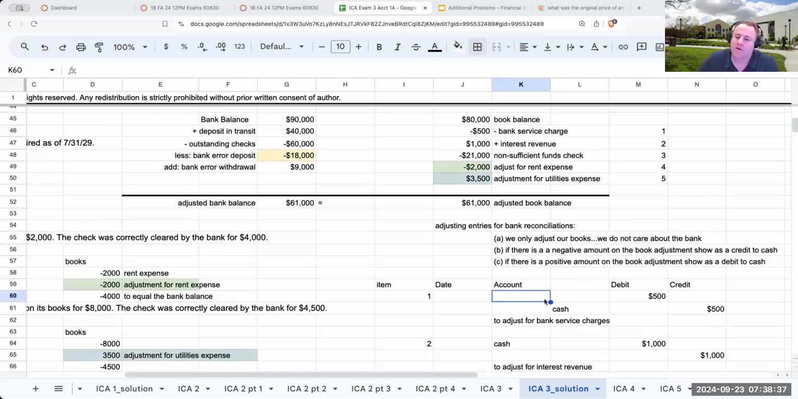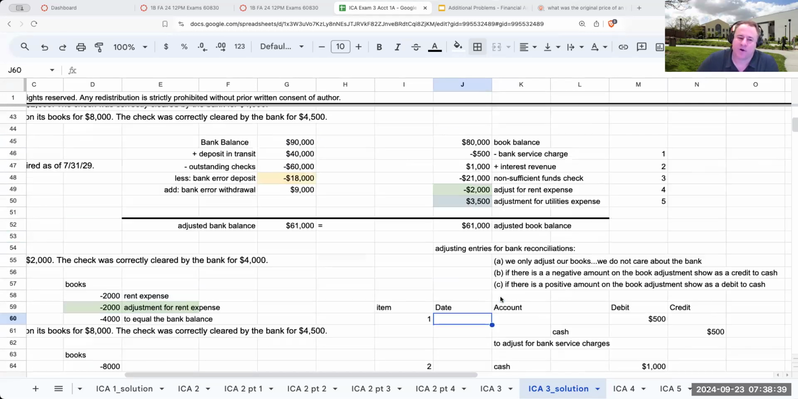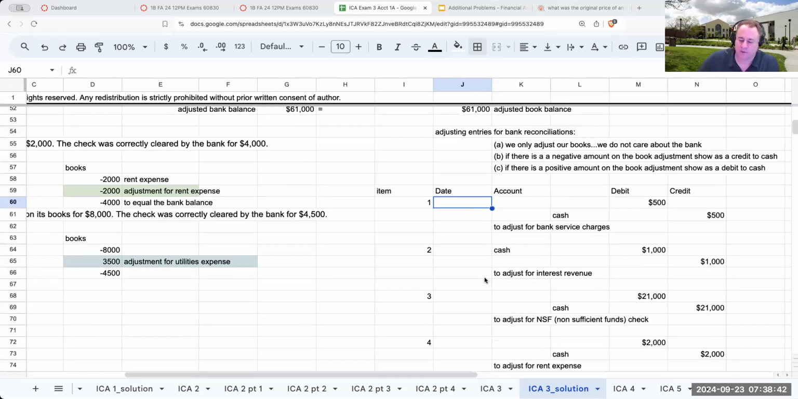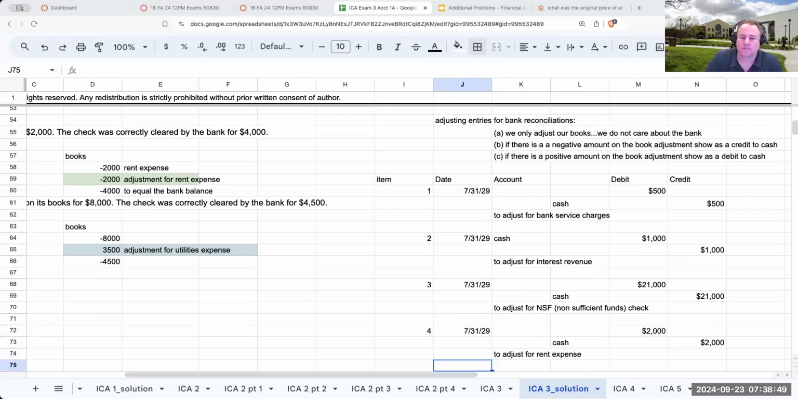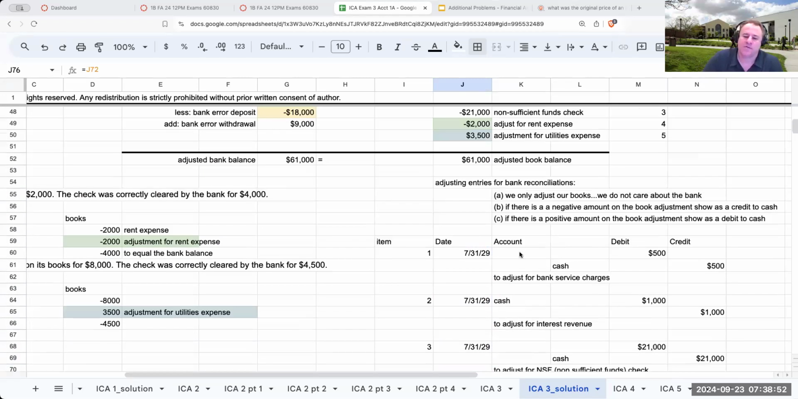So let's go through and do the first one. By the way, all the dates on this are going to be at the month end. So this will be 7/31/29. Okay. For this one right here, bank service charges, so we'll just call it bank fees expense, right? The cost of basically of having a checking account. Over here, this is interest revenue. So we can call this interest revenue or interest income.